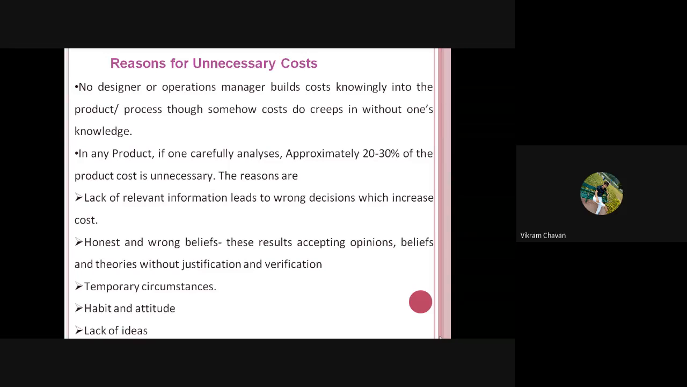Full stop. Next point. In any product, if one carefully analyzes, approximately 20 to 30% of the product cost is unnecessary. Full stop.